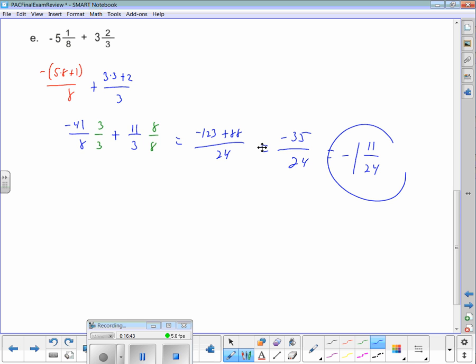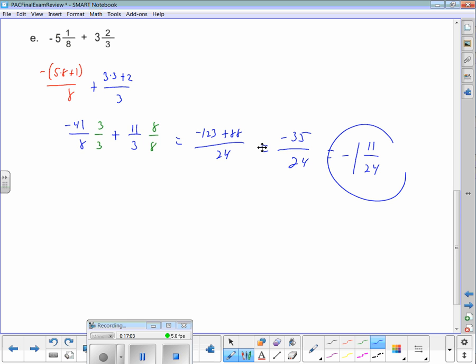8 and 3 means do the 3 and do the 8 because they have no factors in common. And that's what the LCD does for you. It takes into account the common factors. You don't need those. You do what they don't have. And there you go. Any questions on adding, subtracting, multiplying, or dividing fractions?